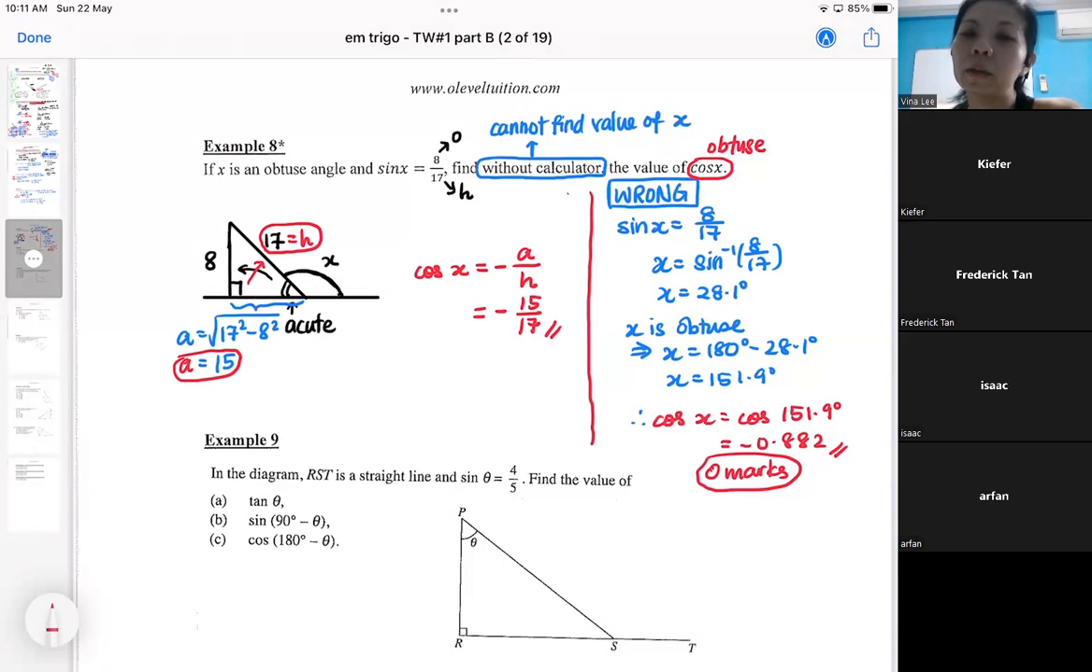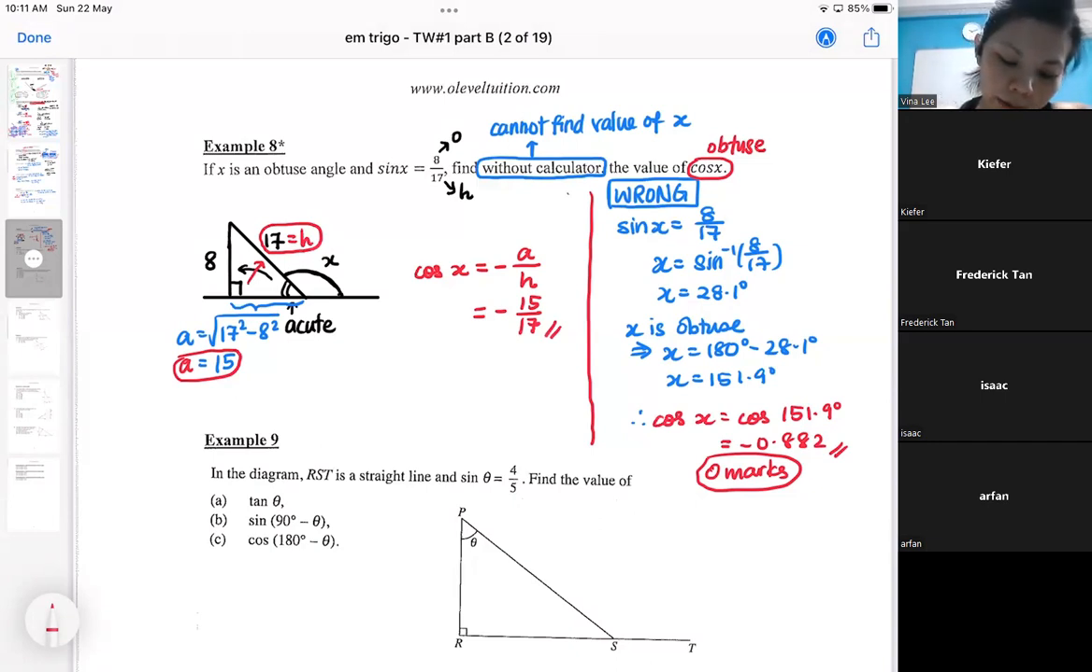So when they say that you are supposed to do it without finding the value of x, you are supposed to draw triangle. So drawing triangle is a technique for E math trigo. It will also be a technique for A math trigo. So this one may be quite new to some of you.